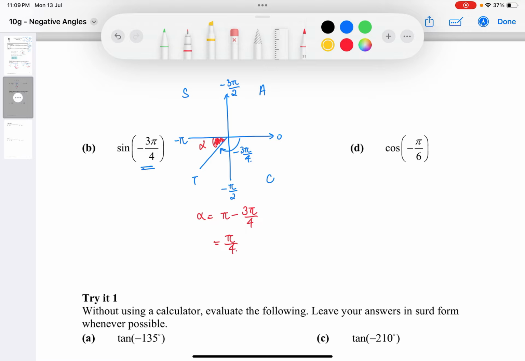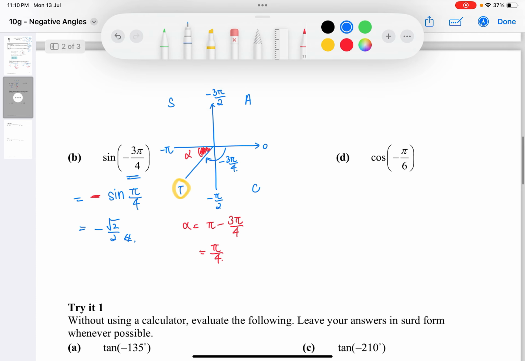Next, in the third quadrant, tangent is positive, which means that sine must be negative, right? And it will be the negative of the basic angle, which is pi over 4. Sine pi over 4 is a special angle, root 2 over 2. Done.